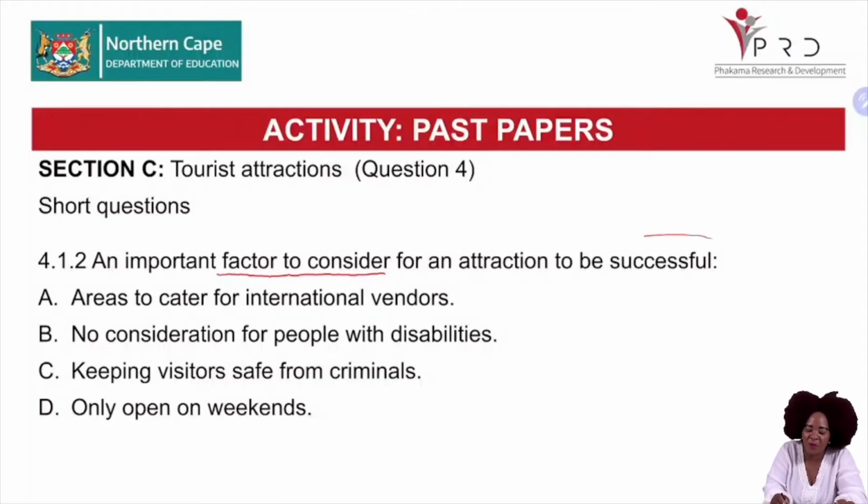Grade 12? To be successful. So, which of these factors, A to D, will assist an attraction to be successful? I know, again, you have already chosen your answer.